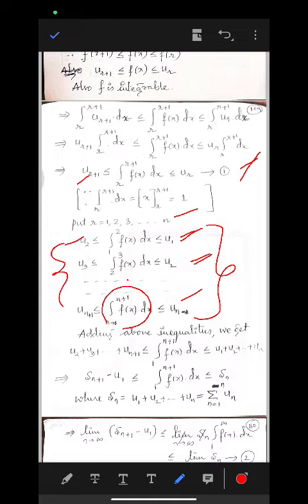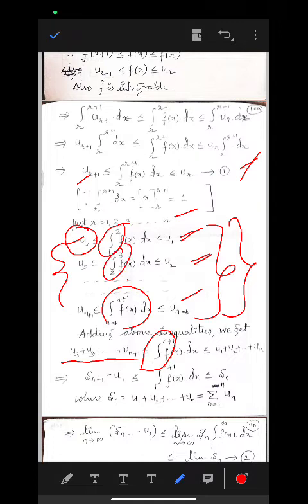Adding all these inequalities, what do we have after putting the values of r? On the left side we get u2 plus u3 plus so on plus u_(n+1), because the first term started with u2. This is less than or equal to, see here how we got the intervals, the integration over 1 to n plus 1. The first term is from 1 to 2 and here 2 to 3. Got my point?